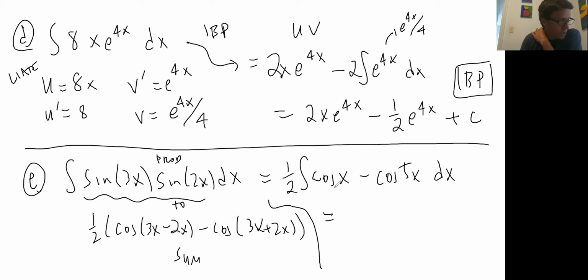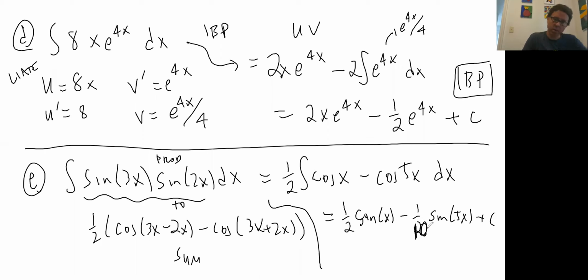Okay, so then we integrate, we get 1/2 on each. The cosine integral is sine. The integral of this cosine will be sine, except you divide it by 5. And when you divide it by 5, you then distribute the half, so it becomes the 10. So let's put it in that one.